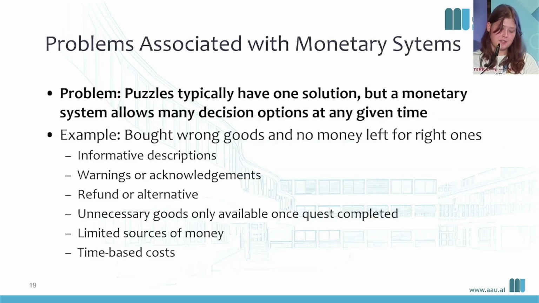But of course, there's also problems associated with monetary systems, as puzzles typically only have one solution, but a monetary system would allow many decisions at any given point. An example for that would be the player bought the wrong goods and has no money left for the right ones now. What could we do about that?